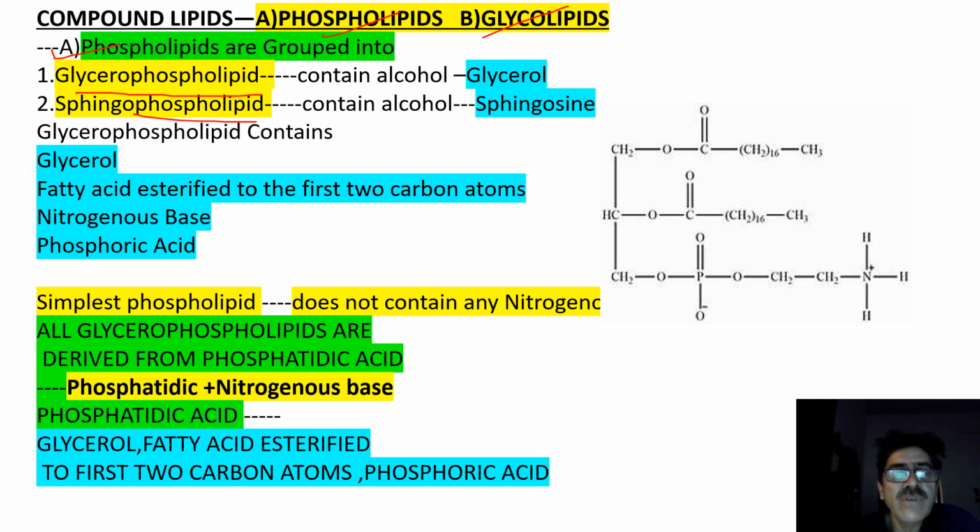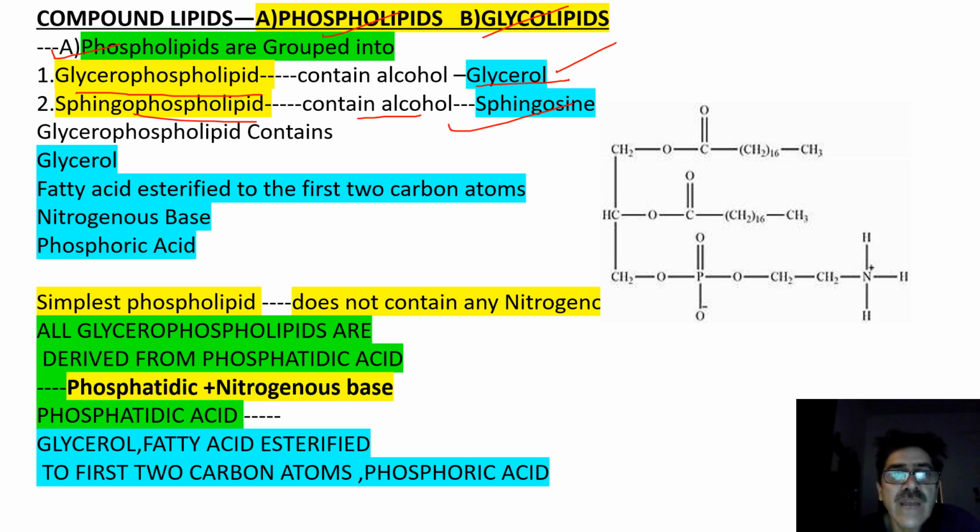Now glycero itself indicates the alcohol present is glycerol. Glycerol forms the backbone of glycerophospholipid, and sphingo itself indicates that the alcohol present is not glycerol but something different, that is sphingosine. Sphingosine forms the backbone of sphingolipids. So this is the alcohol present.